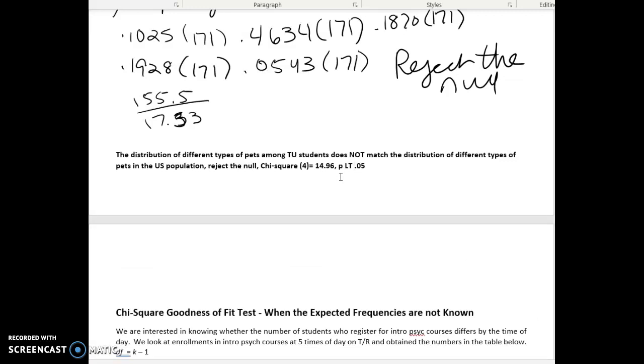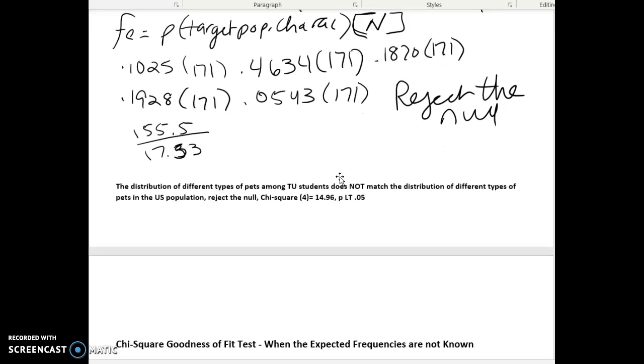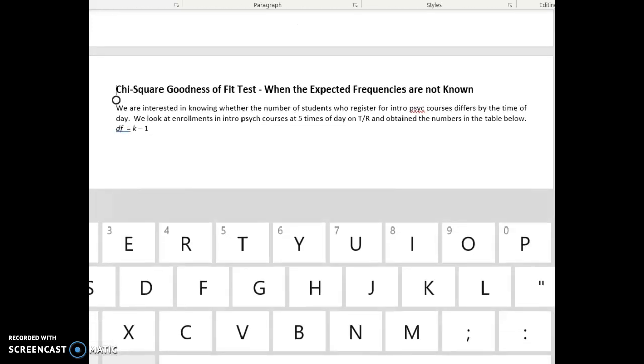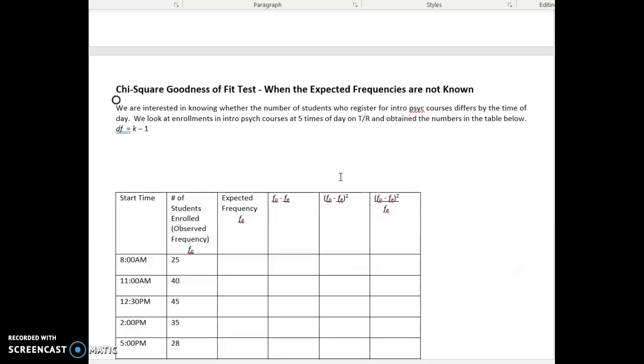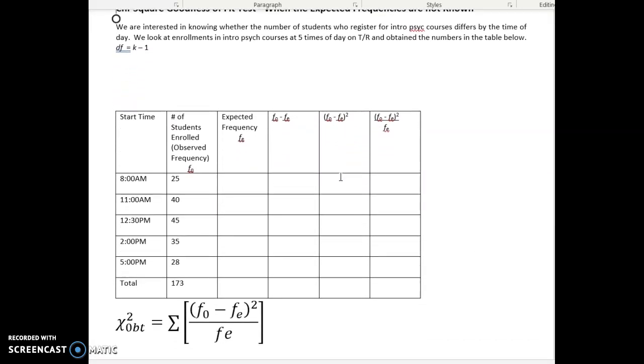So that's basically the chi-square goodness of fit test when the expected frequencies are known. Now the next thing that we need to do is learn how to calculate the chi-square goodness of fit test when the expected frequencies are not known. In this example, we're interested in knowing whether the number of students who register for intro psych courses differs by the time of day. So we look at enrollments in intro psych courses at 5 times a day on Tuesdays and Thursdays, and we obtain the numbers in the table below.